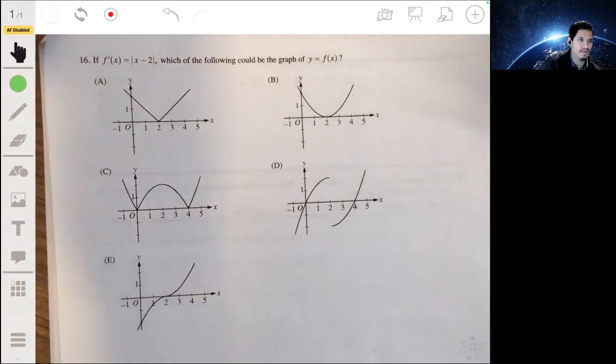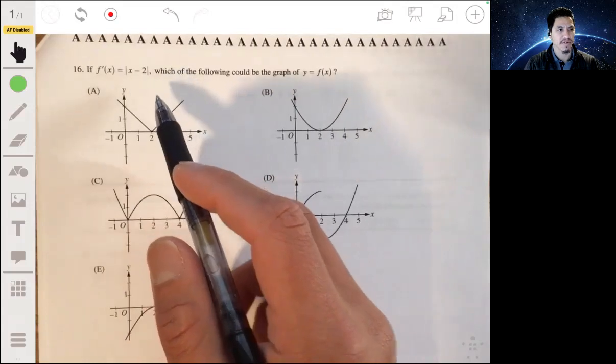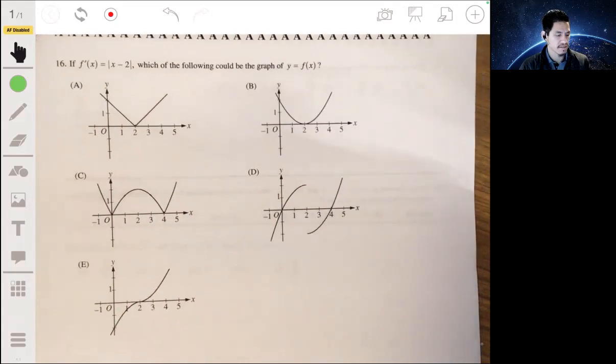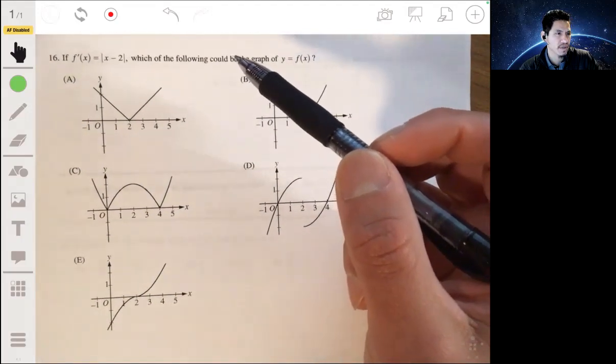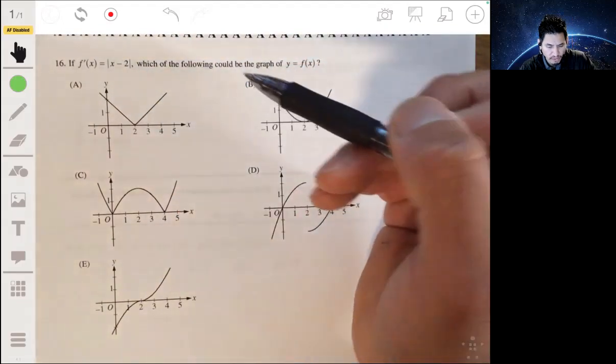16. If the derivative of f of x is the absolute value of x minus 2, which of these could be the graph of f of x? All right, this is an interesting one. Not really sure what they're trying to get at here, but maybe they're trying to see if you know what happens at 2.